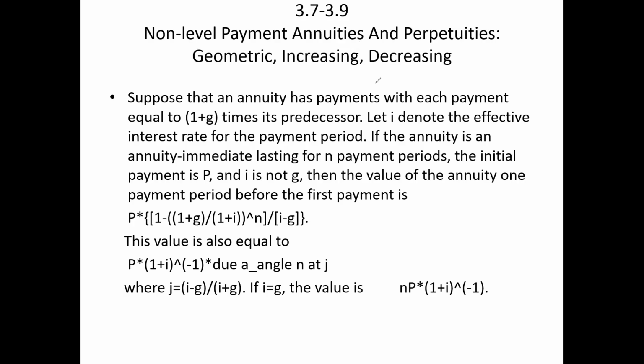Hello, everyone. Today, we're going to talk about non-level payment annuities and perpetuities. We're going to talk about two types of progressions. One is a geometric progression. The other one is arithmetic progression.